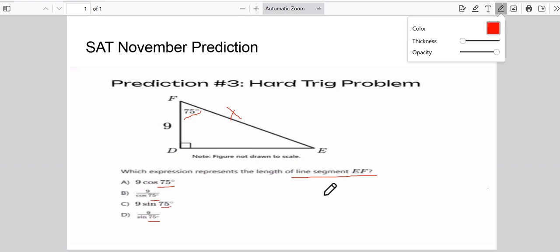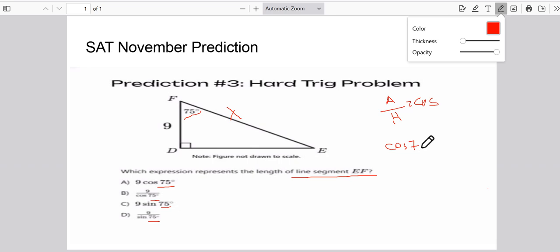So to solve this question easily, we have the adjacent side and the hypotenuse. Adjacent over hypotenuse, which is cosine, right? Cos.